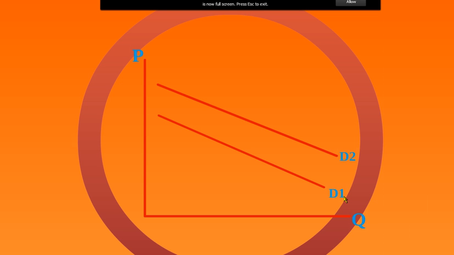So this is demand 1, and these are the prices and the quantity demanded at each point on demand 1. And then demand 2 represents an increase in demand. People are willing to pay more and are willing to buy more at every price. And then we can also have the demand curve go down. Again, this is change in demand, which is significantly different from change in quantity demanded. We're going to be talking about what factors affect demand in the next video.